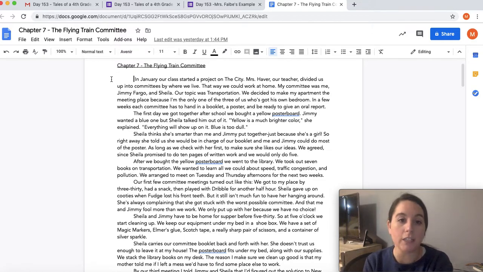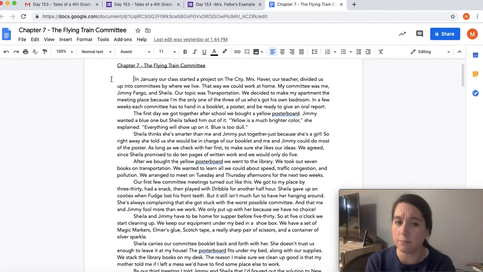In a few weeks, each committee has to hand in a booklet, a poster, and be ready to give an oral report. The first day we got together after school, we bought a yellow poster board. Jimmy wanted a blue one, but Sheila talked him out of it. Yellow is much brighter, she explained. Everything will show up on it.